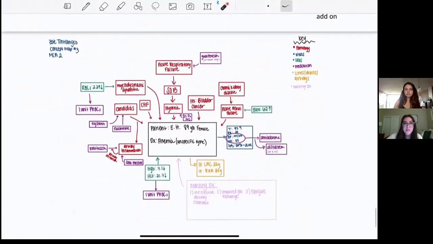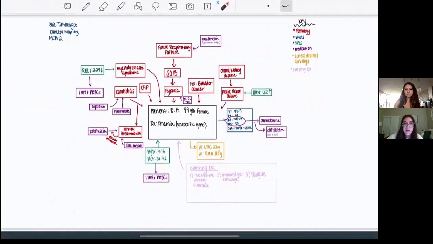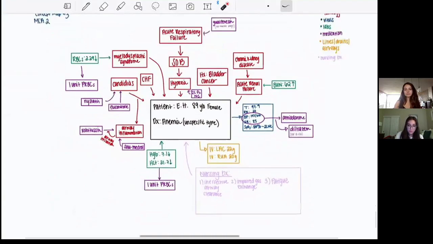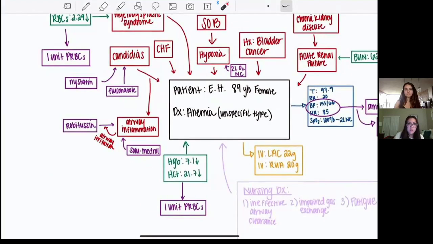So this is an example of one of my care plans. It's not as nice and organized as Alexa's, but I did this one just on my iPad. I like being able to draw it out. It helps me make those connections with my patient. Like, as you can see here, my patient is having airway inflammation. Oh, that's why I'm giving the Solu-Medrol and the Robitussin.